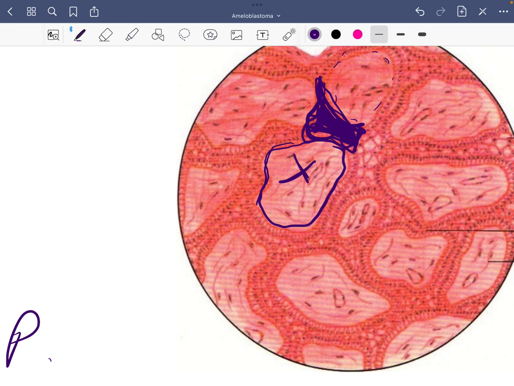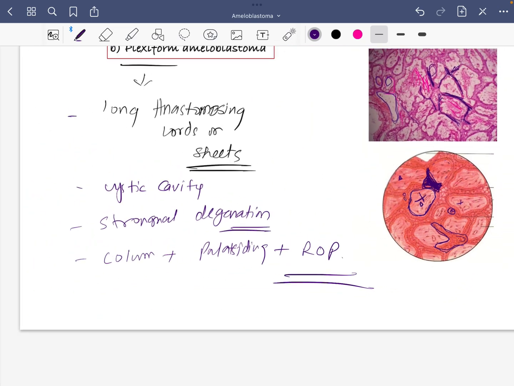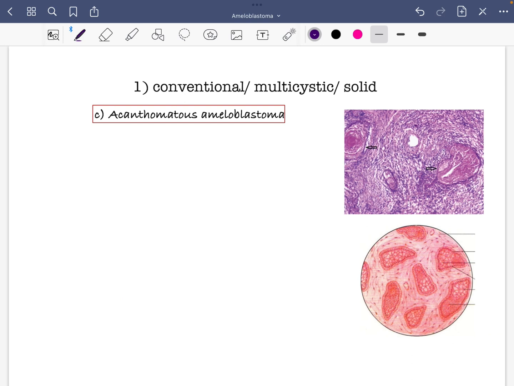Don't assume this as a follicle. Most of you will end up assuming this is a follicle, this is an island. No, this is not an island. You do not see stellate reticulum inside it. There are no stellate reticulum cells. These are here. This is a stellate reticulum kind of appearance. These are stellate reticulum cells. This is not inside of the follicle. This is outside of the tumor cells. This is connective tissue. This is the inside of the connective tissue. That's why this all is one thin strand. This all is one thick strand. Right? So this is your plexiform pattern of ameloblastoma.